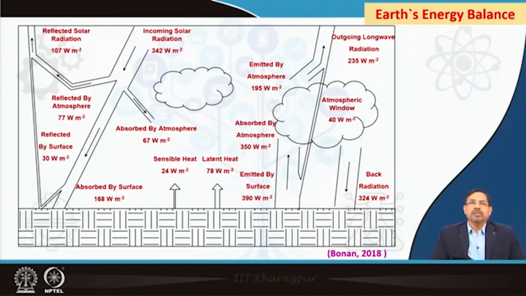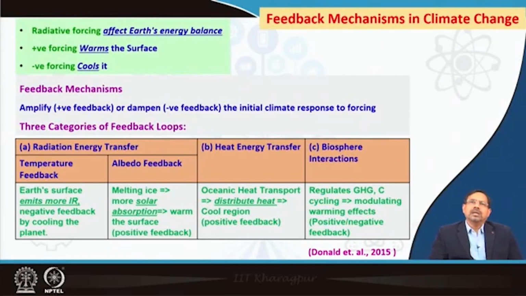So, emitted out of this, the atmosphere is emitting 195 and 40 watts per meter square is coming back. So, this is, in a nutshell, what we need if we want to understand the Earth's energy budget. Now, in terms of the feedback mechanisms in climate change, how is this related to climate and climate change?